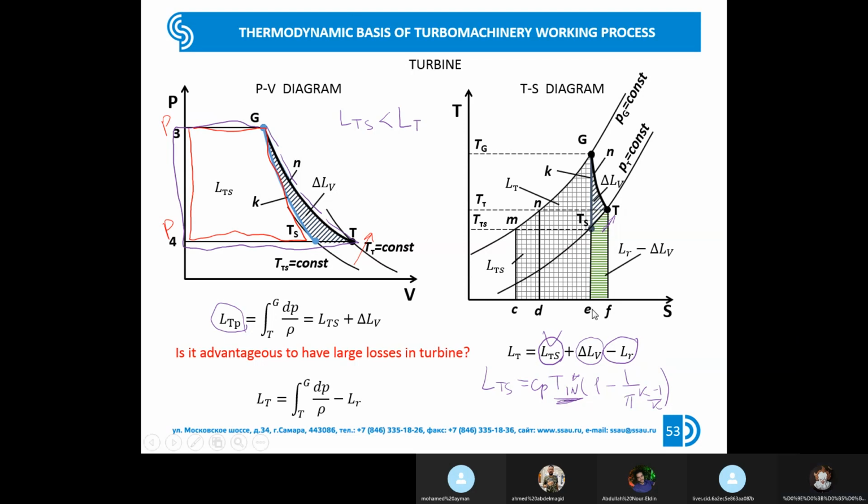So the area E, T, F, the EGTF trapezoid area. It's the losses. This one. It's E, G, T, F.